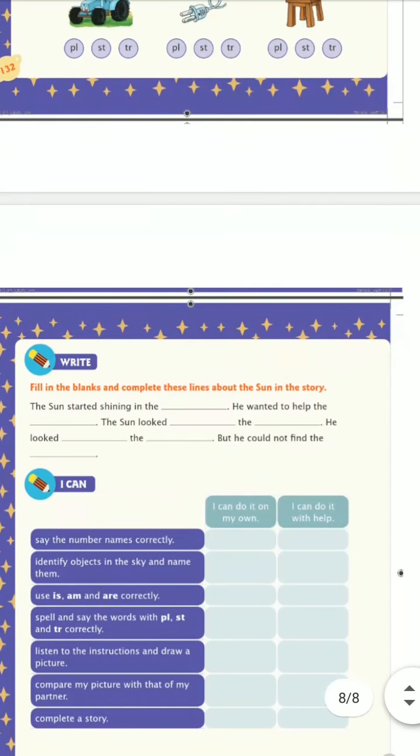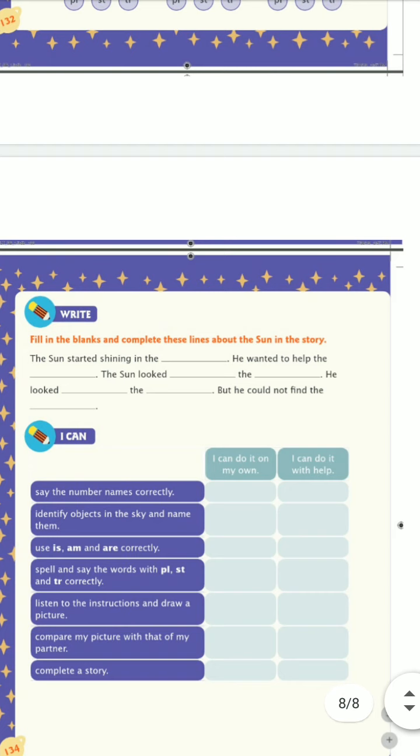Lastly, in the right portion, there are some blanks given to us that are related to the story. What does the sun do to help the moon? We have read the story, and we will fill in the blanks according to the story. So this was all about the story.